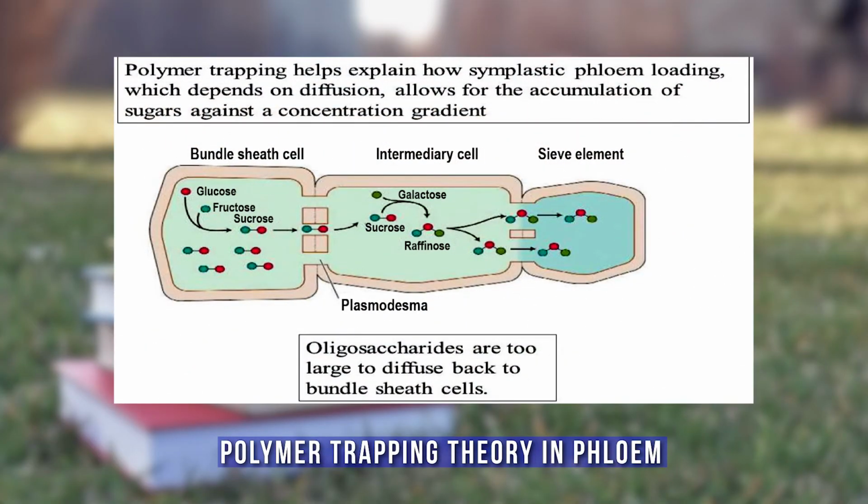So there are other theories. One such theory is the polymer trapping theory. Now what is the polymer trapping theory? Here what is said is that in the bundle sheath of the mesophyll, there will be a combination of glucose and fructose which will produce sucrose, and this sucrose will enter into an intermediary cell, and in that intermediary cell the sucrose will combine with galactose producing raffinose. So raffinose is actually a trisaccharide, and this trisaccharide is moving inside the sieve element, and this trisaccharide or oligosaccharides in this way are moving along the sieve tube following the concentration gradient.